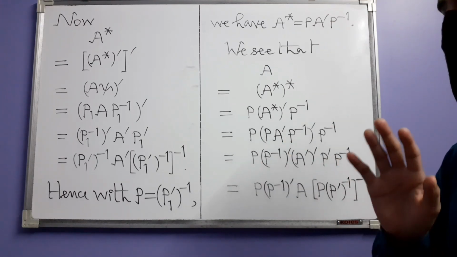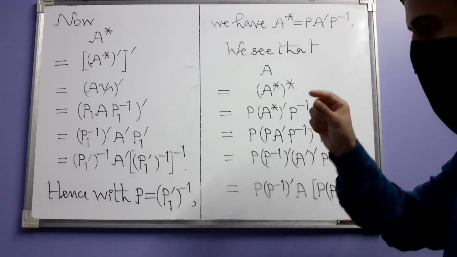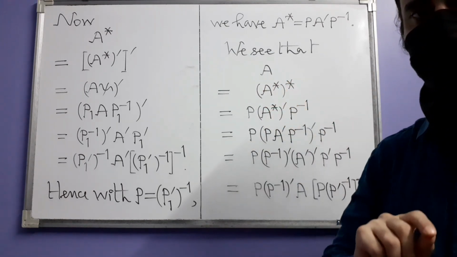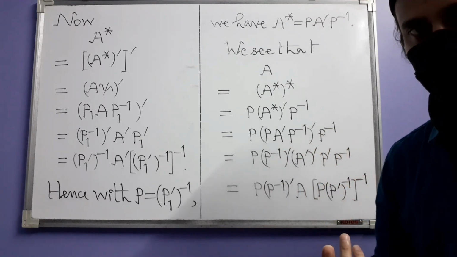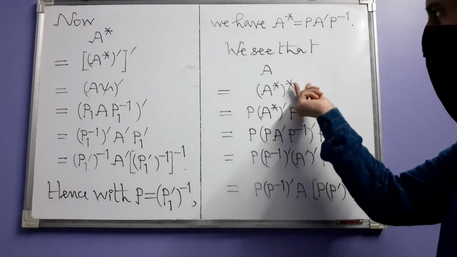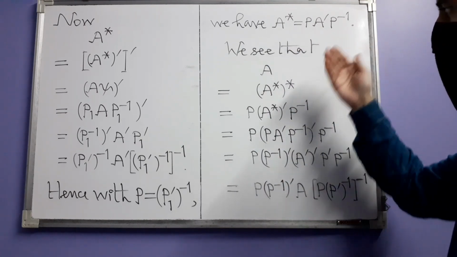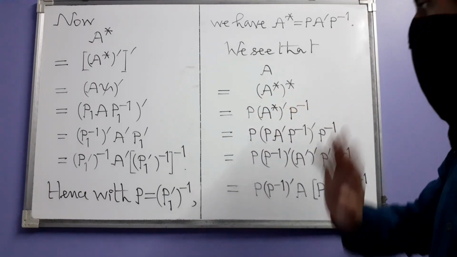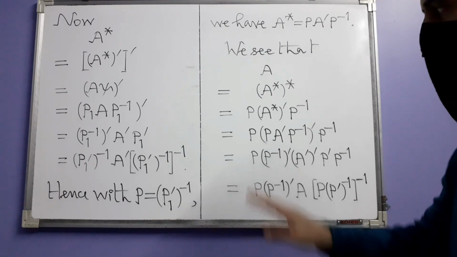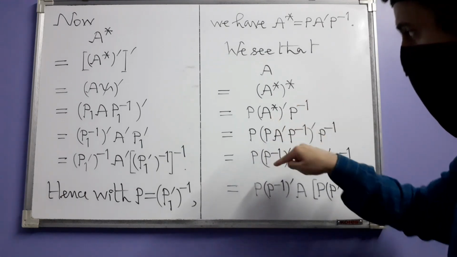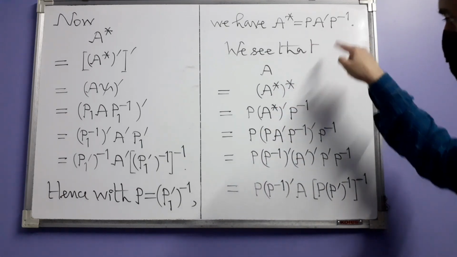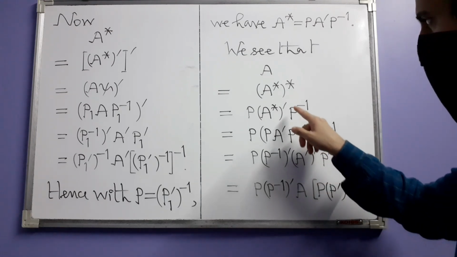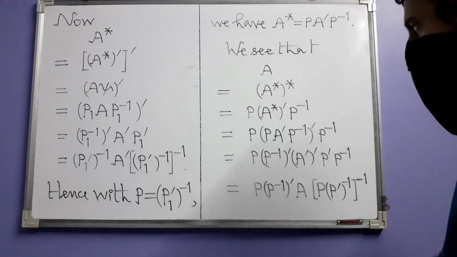In particular, this fact is also true for A transpose. I mean, think of this A transpose itself as a matrix. Let's call it B, say. So here we are looking at B star. So by this fact, we have B star equal to P B transpose P inverse. So that's how we are having this. But then again, in place of A star, you can simply put this. Alright. And do not forget that there is a transpose.